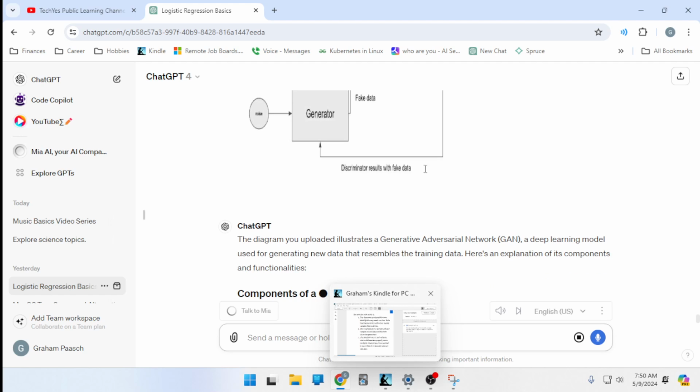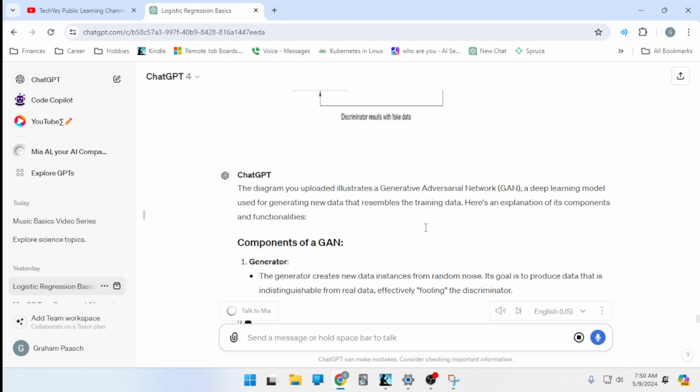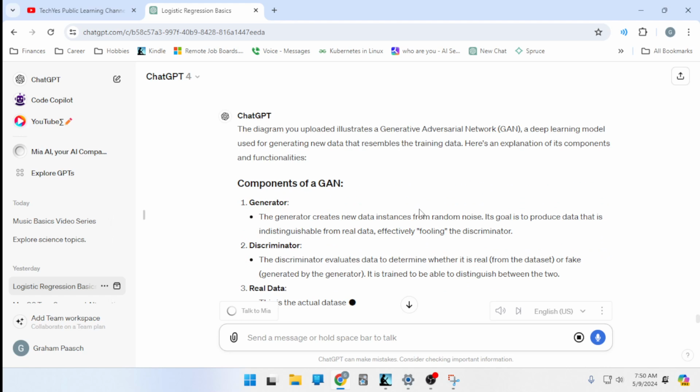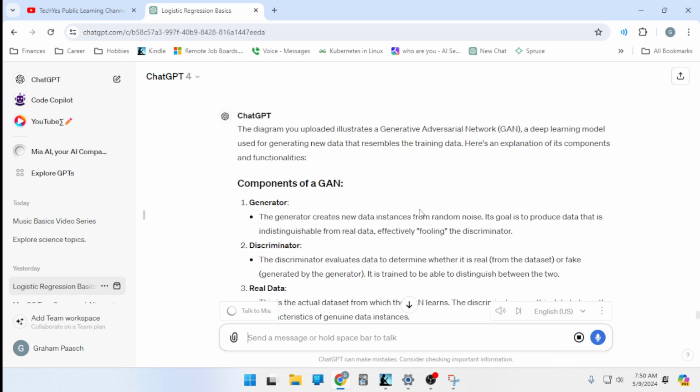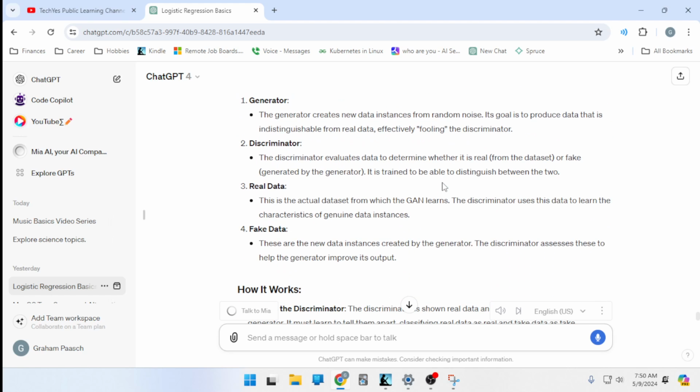The diagram you uploaded illustrates a generative adversarial network, GAN, a deep learning model used for generating new data that resembles the training data. Here's an explanation of its components and functionalities. Components of a GAN. Generator. The generator creates new data instances from random noise. Its goal is to produce data that is indistinguishable from real data, effectively fooling the discriminator. Discriminator. The discriminator evaluates data to determine whether it is real from the dataset or fake generated by the generator. It is trained to be able to distinguish between the two.